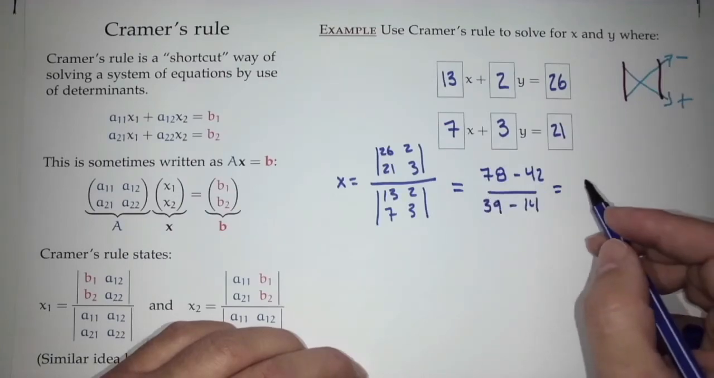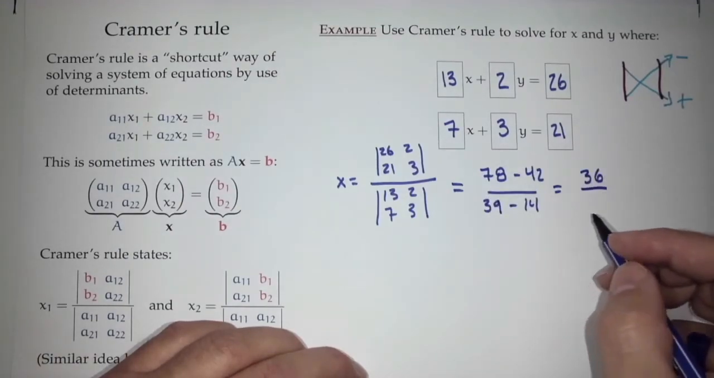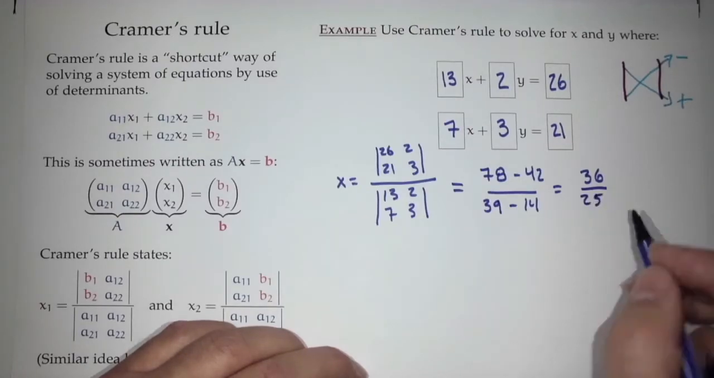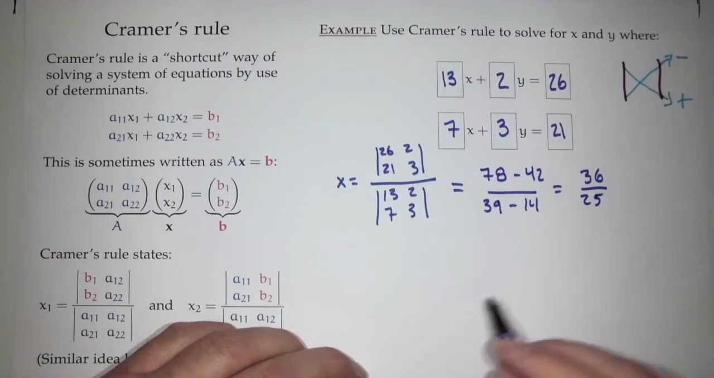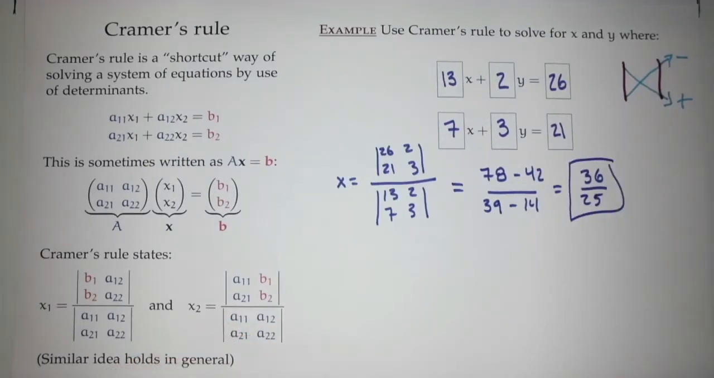78 subtract 42, also known as 36. 39 subtract 14, also known as 25. And we're done. 36 25ths. That wasn't so bad. Let's try y.